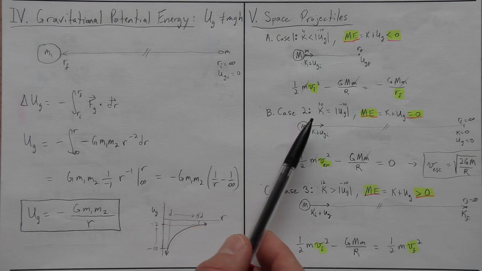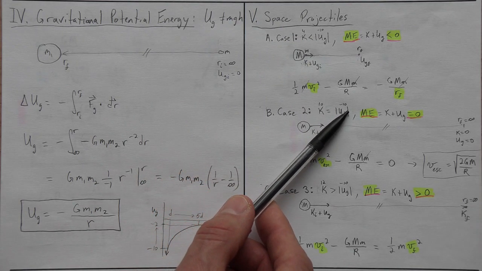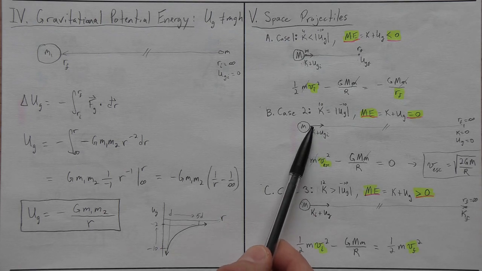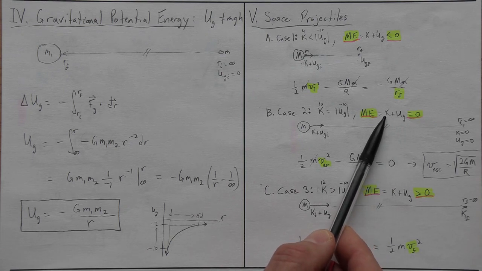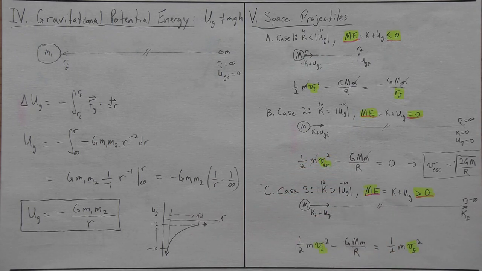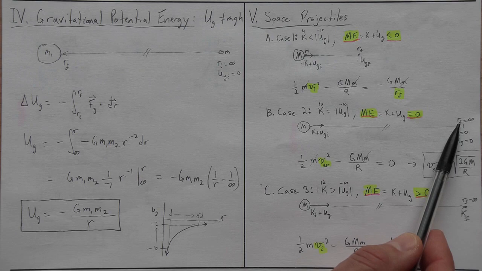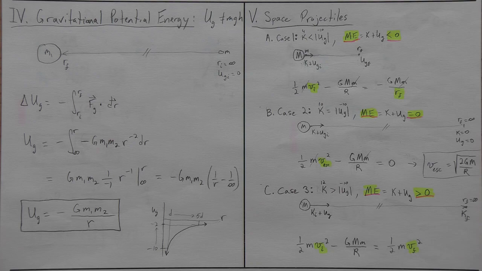Case 2, let's suppose I shoot it even faster. Instead of a kinetic energy of 4, I shoot with 10, which is equal to the absolute value of the gravitational potential energy on the surface. That makes the mechanical energy 0. That's the key here. 10 plus negative 10 is 0. Not negative mechanical energy, but 0 mechanical energy. What we find in this case is this is the speed at which this will go way into outer space and get to an infinite distance with 0 kinetic energy and 0 potential energy out there. And out here, it's escaped.